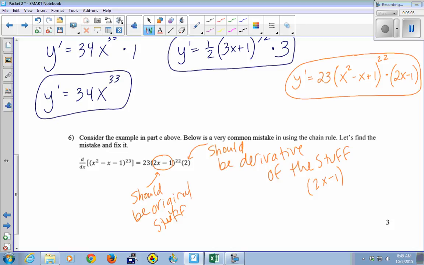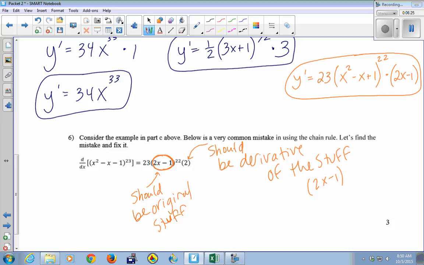So if I'm trying to take the derivative of x squared minus x minus 1 to the 23rd, the chain rule says you bring the 23 down in front, you copy the stuff, right? And then you reduce the exponent by 1. Okay, so this 2x minus 1 that I put here is wrong. I didn't copy the stuff. It's actually the derivative of the stuff that I put there.